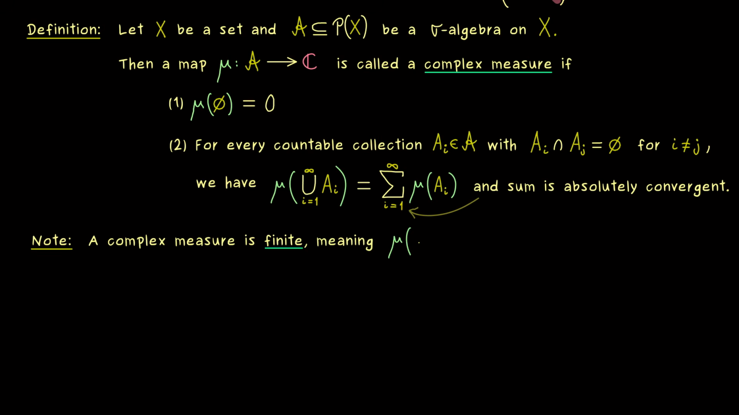Hence, if we put in the whole set X, we also get out a complex number. In particular, the absolute value of this complex number is not equal to the symbol infinity. I point this out because the symbol infinity was actually allowed in measure theory before. So in conclusion, the notion complex measure is on the one hand a generalization of an ordinary measure from before, but on the other hand also a restriction. So for the moment we can only deal with finite measures.